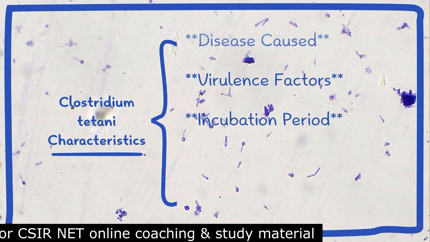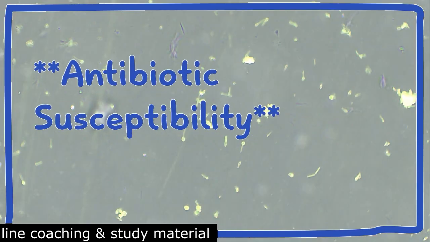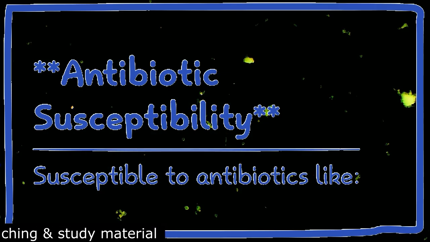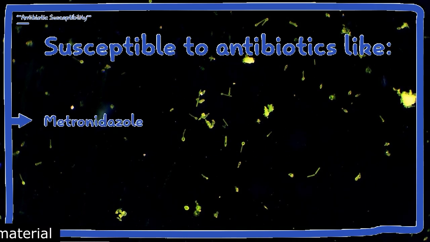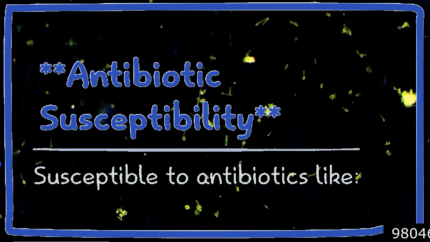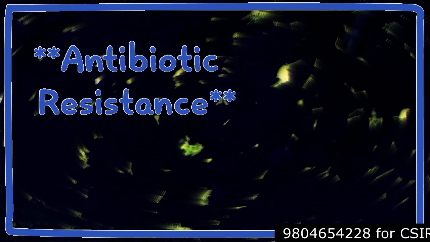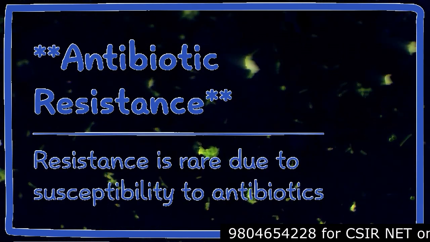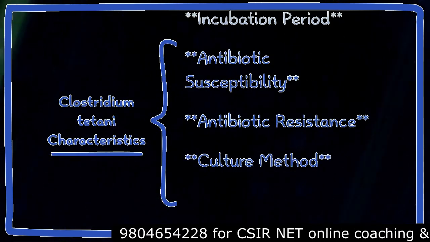Now the next parameter is antibiotic susceptibility. If you talk about the antibiotic susceptibility of Clostridium tetani, it is susceptible to antibiotics like metronidazole and penicillin, both of them. Now if you talk about antibiotic resistance, here is a little note: it's very rare due to the susceptibility to the antibiotics, so no resistance found.